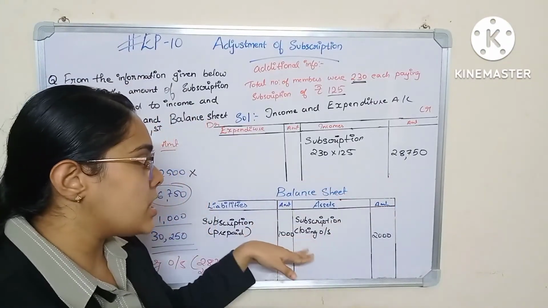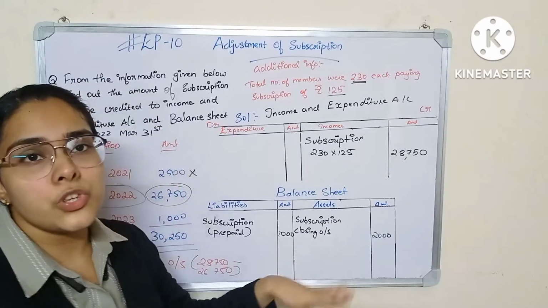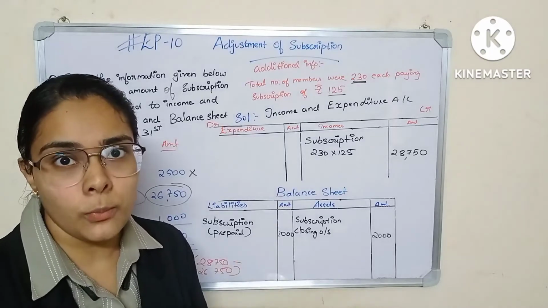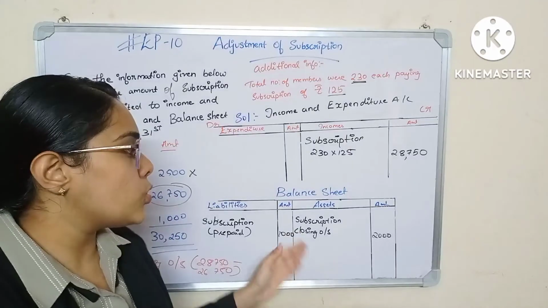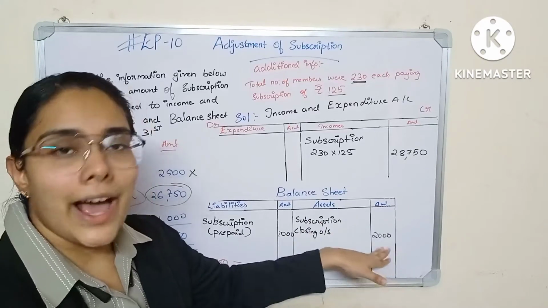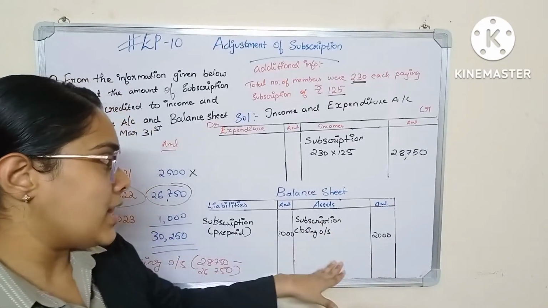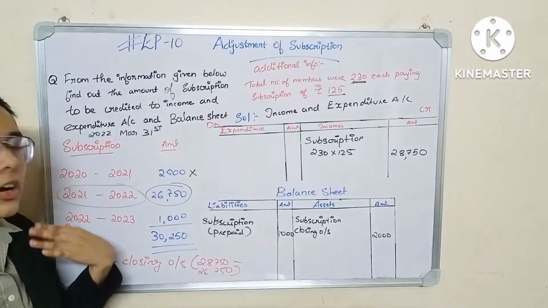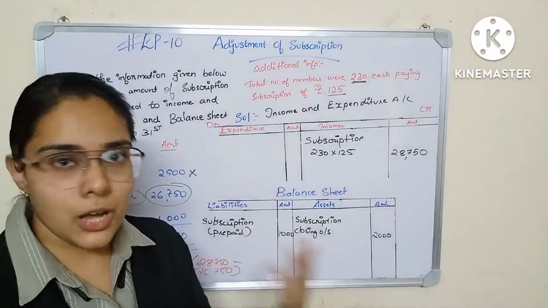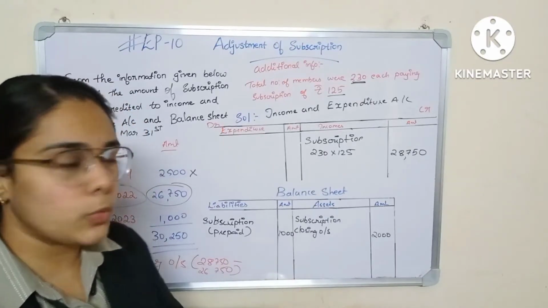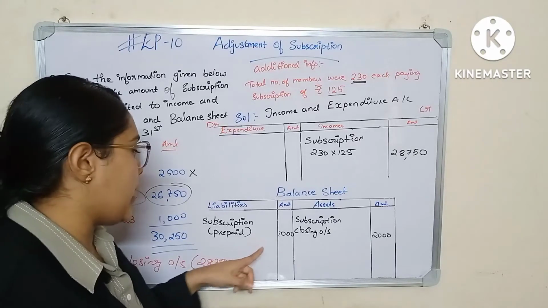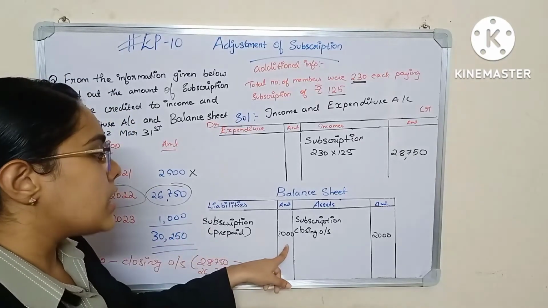And in the balance sheet you will show the amount which is not received by you. It has become due but you have not received it yet. So that one is an asset for you, and you will show that amount on the asset side of the balance sheet. And the amount which is received by you but belongs to the next year, the coming year, is a liability for you, and you will show it on the liability side as subscription prepaid. Here it is 1000, so I have shown 1000.